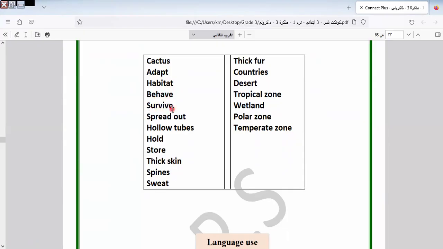Here we have behave, survive, spread out, hollow tubes, hold, store, thick skin. We can say thick skin when we want to say someone is not feeling with each other. They have a thick skin because they are not feeling with each other. Okay, we have thick fur. Countries: desert, tropical zone, wetland, polar zone, temperate zone.